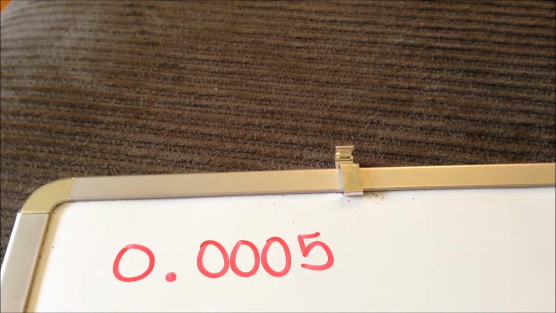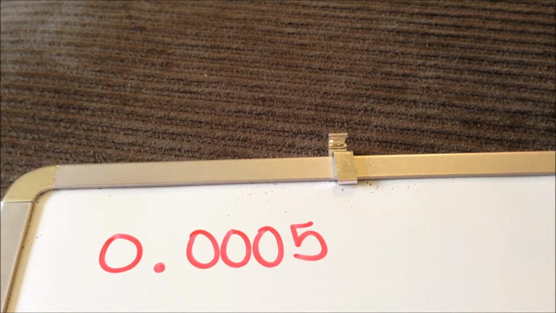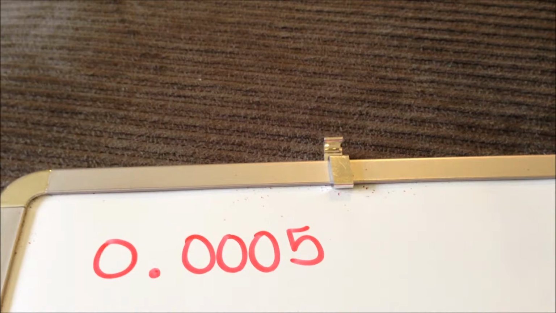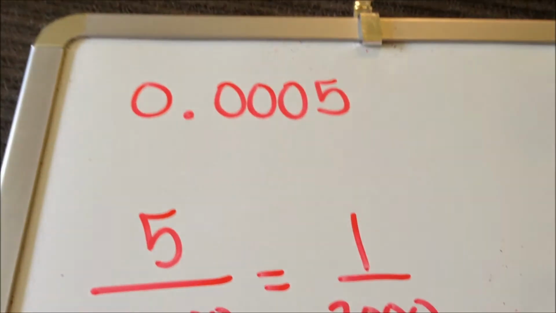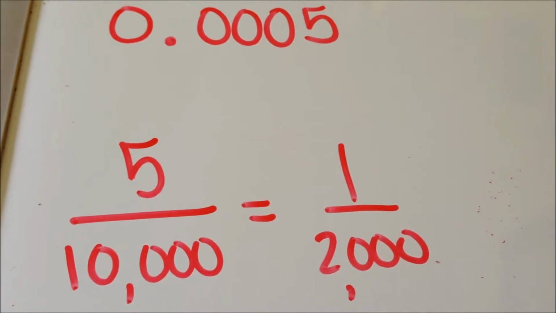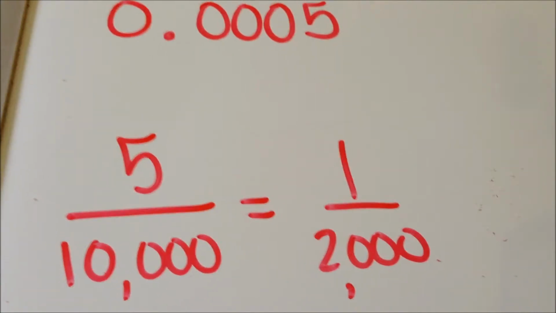One last example involving converting a decimal to a fraction. We have 0.0005. The 5 is in the 10,000ths position, so we would write it as 5 over 10,000. Both numbers are divisible by 5, so we end up with 1 over 2,000 as our final answer.